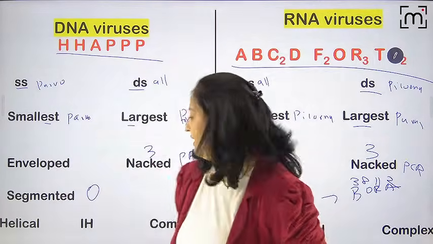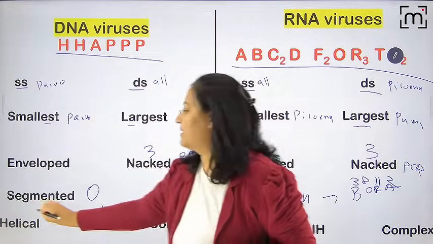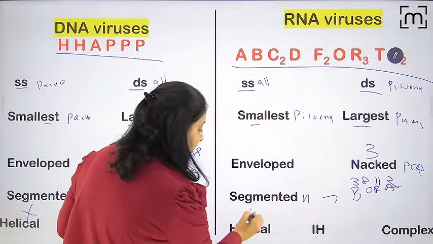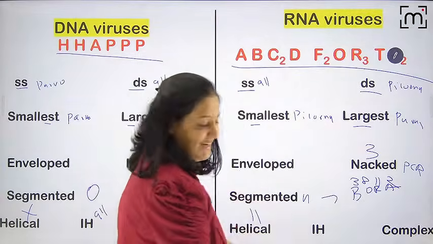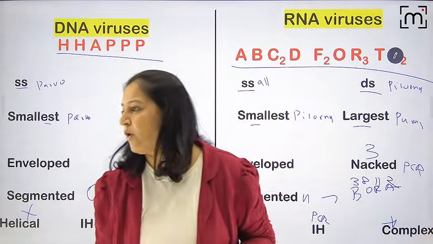Okay. Symmetry. All 5 are icosahedral except Pox, which is complex. None of them is helical. So helical is feeling bad. A lot, 11 enveloped viruses over here. The 3 naked, PCR, are icosahedral and none of them is complex. I hope everyone got it.